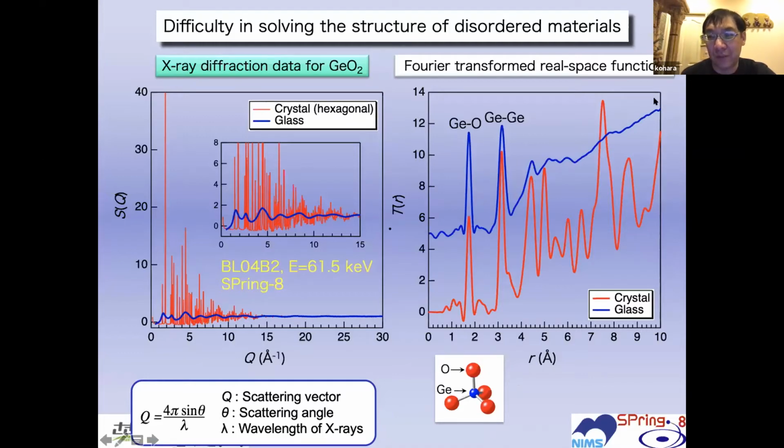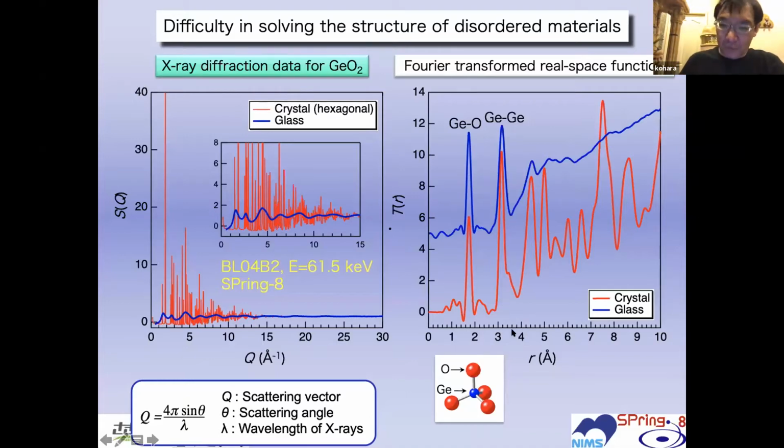This is a tetrahedron. In this real-space data, the red curve shows the crystalline phase and the blue curve shows the glassy phase. Up to 4 angstrom they are very similar, because they have a tetrahedral configuration with corner-sharing oxygen, the same tetrahedral motif. So up to 4 angstrom, they are very identical.